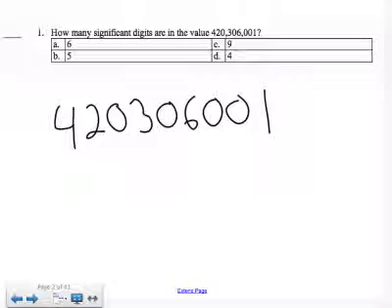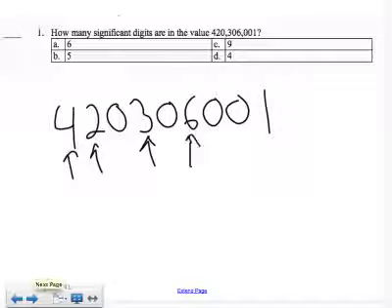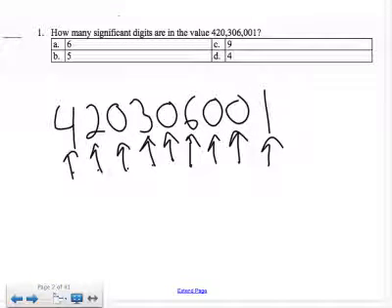First, you know that all the numbers that are not 0 are significant. And then any zeros between two other numbers that aren't 0 are also significant. So that means that all of these digits are significant. So 1, 2, 3, 4, 5, 6, 7, 8, 9. Your answer here should be C, 9 significant figures.